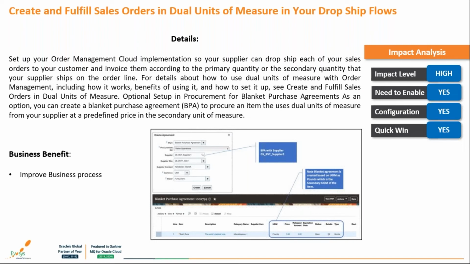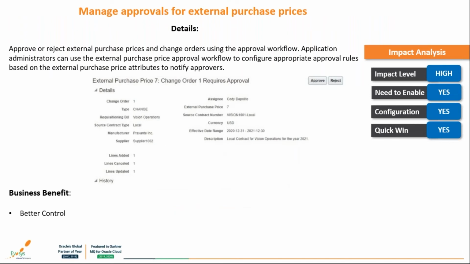The business benefit is improve business process. The impact level is high. You need to enable this feature. You need to configure this feature, and of course, it's quick win. The next feature is manage approvals for external purchase prices.